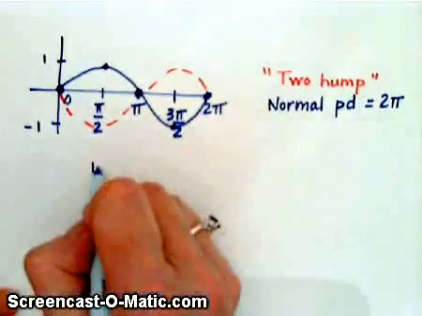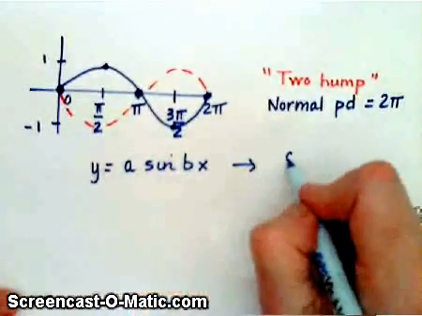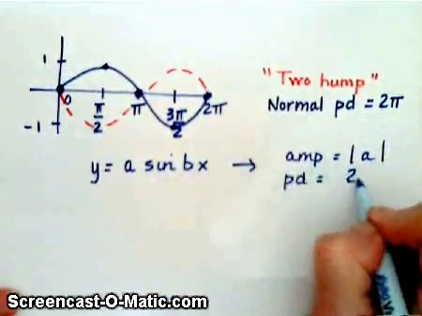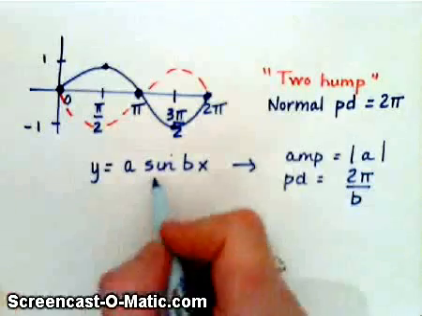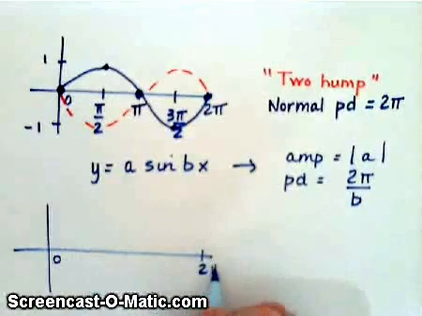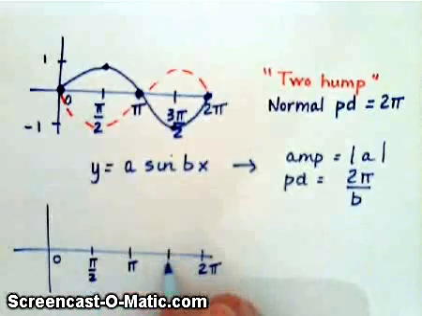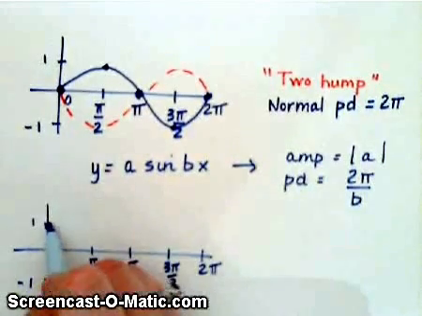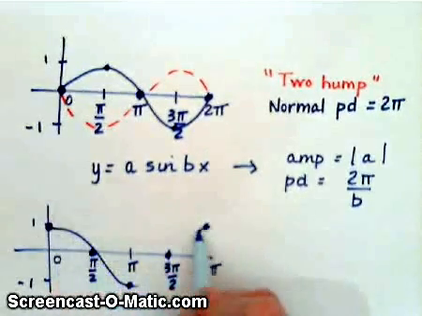If you have a form y equals a sine bx, your amplitude is the absolute value of a, and your period is 2 pi, which is the norm, divided by b. And in this way, we can make changes. This word can also be changed to cosine, and this is the graph of cosine. Again, look at the period. It is still 2 pi. We've got pi in the middle, a pi over 2, a 3 pi over 2. Here it goes up to 1 and down to negative 1. And this is normal cosine. It is a big bowl.